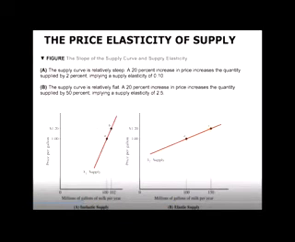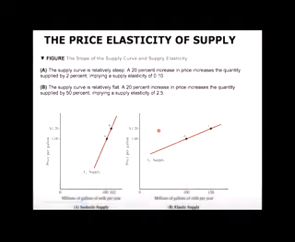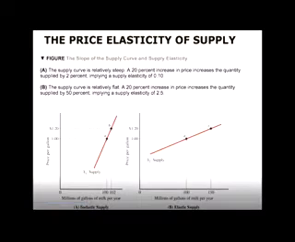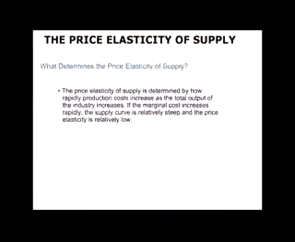This would be an elastic supply curve because it's relatively flat. A relatively small percentage change in the price level gives you a very large percentage change in quantity. This is an elastic supply curve. So the price elasticity of supply is different for different goods and services. And what determines the price elasticity of supply?